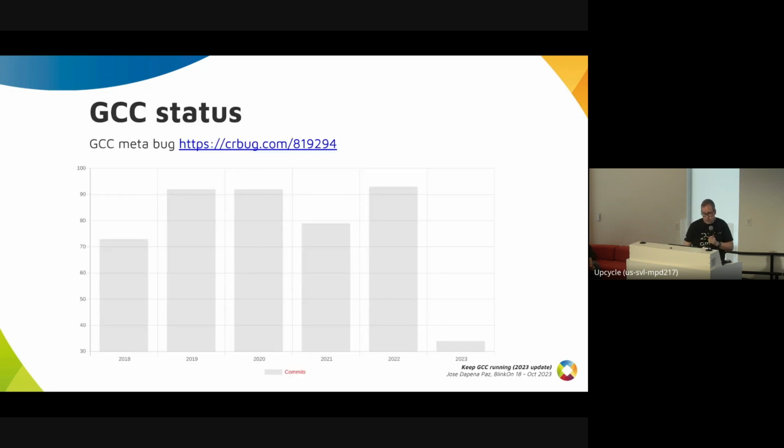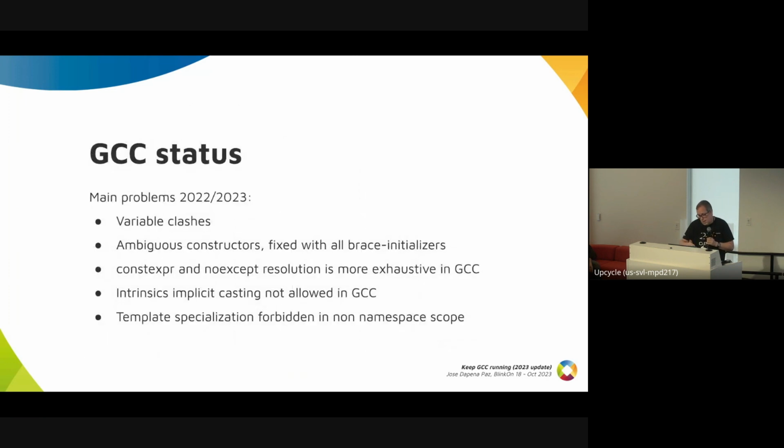Okay, this is the chart of the GCC status, tracking the effort. We see that in this year, there were almost no bugs on this side. It's interesting because it's less effort, that's nice, but yeah, the usual problems in these couple of years are classes with variables, constructors that are ambiguous in the interpretation in GCC, constant expressions, noexcept, intrinsics.